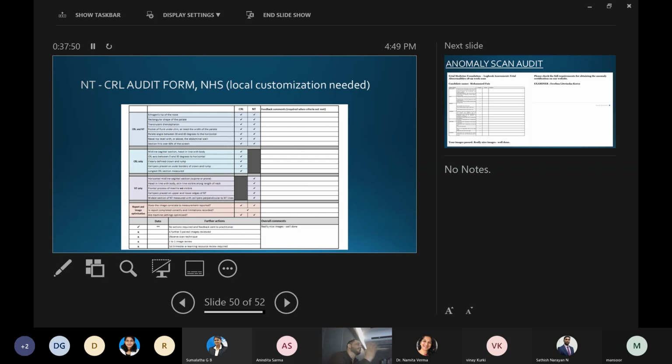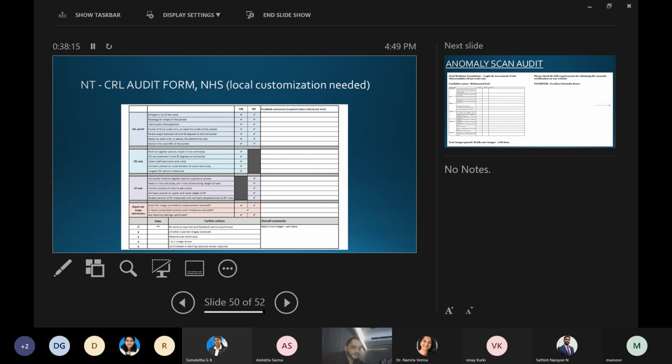And then for CRL, there are some separate parameters. For NT only, there are some separate parameters. So for CRL, 5 more parameters. For NT also 5 more. 7 plus 5, that is 12 parameters. 12 parameters for CRL, 12 parameters for NT. That is how we audit these scans.